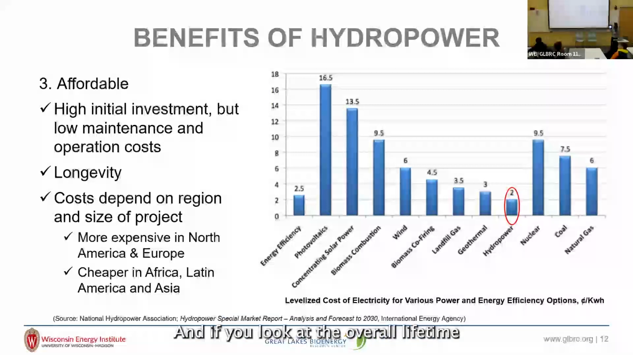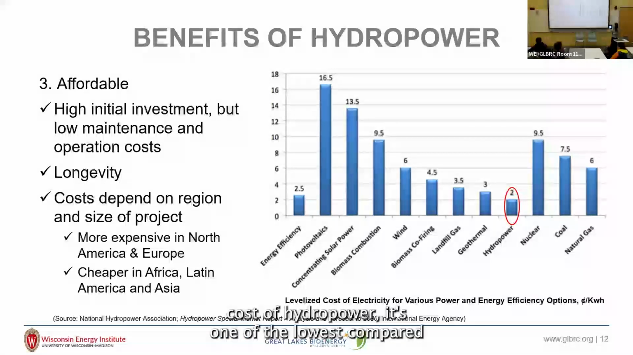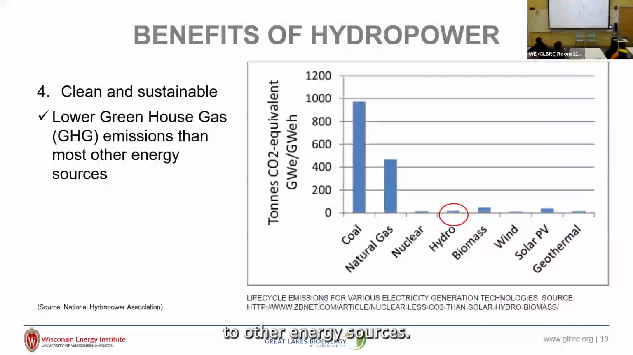And if you look at the overall lifetime cost of hydropower, it's one of the lowest compared to other energy sources. Obviously, hydropower is relatively clean. It's not 100% carbon-free. No energy source is, right? But hydro is one of the lowest in terms of CO2 emission, and we'll talk a little bit more about that later.